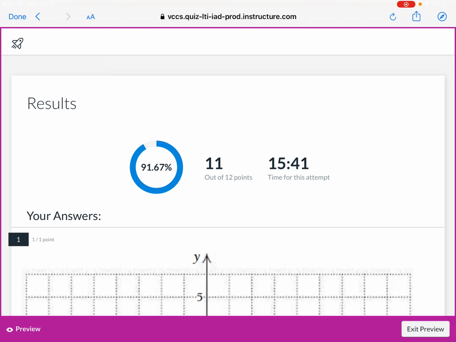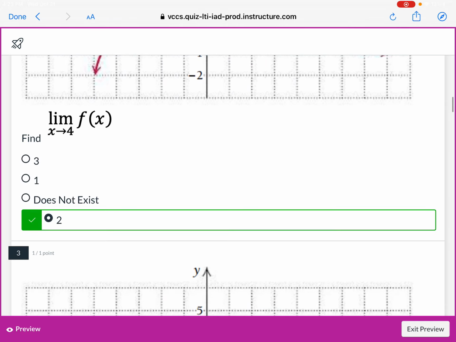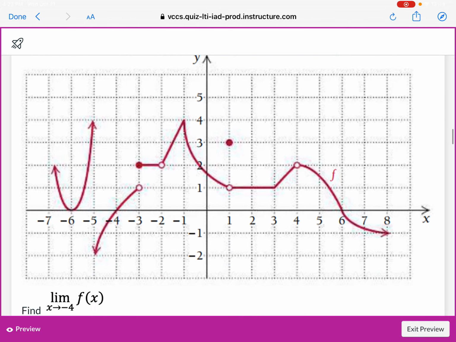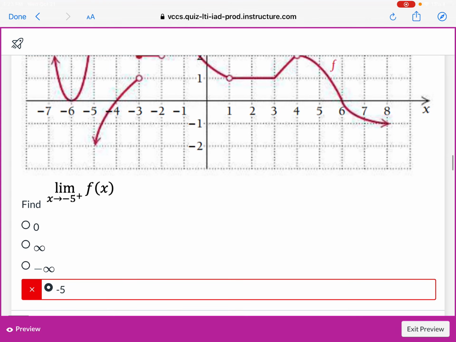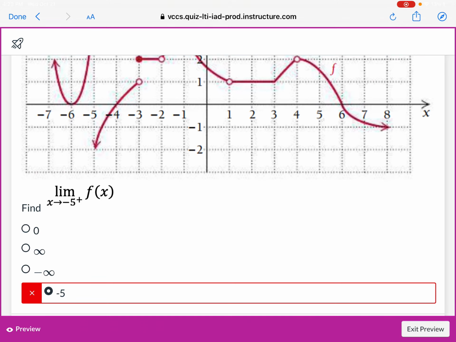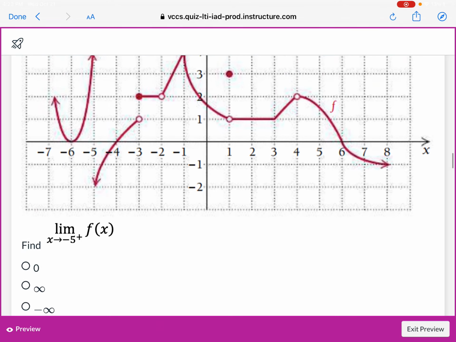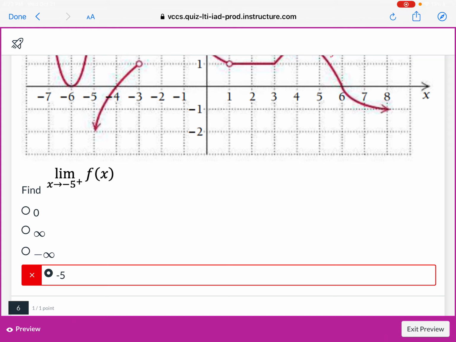What? Guys, it's saying that I missed the question. So let me go and find that one. Oh, what did I do? This one? Oh, I think I misclicked it. Didn't we talk about how as it's approaching -5, it's actually going straight down, therefore -infinity. I don't know why I clicked -5. Well, that just means I have to take this all over again.